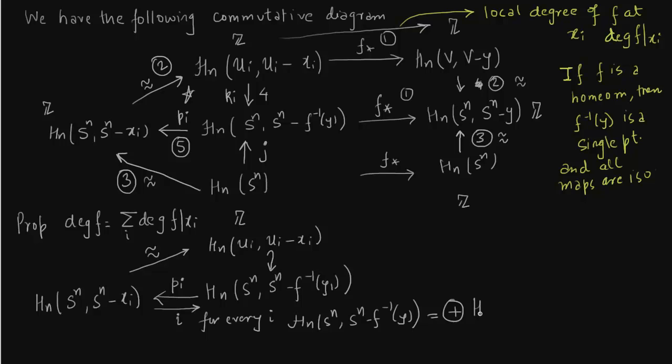So it should be the direct sum of Hn(Sn, Sn minus xi), but instead of that we can write Hn(Ui, Ui minus xi), because we are taking excision. Again, the point is the maps pi and i in the triangle on the left side. That is what makes the difference. Pi already comes from phi on the previous diagram, and i happens because of the inclusion map: Hn(Ui, Ui minus xi) naturally goes into Hn(Sn, Sn minus f inverse y), and this inclusion map arises because of the excision. You can go from Sn to Ui.